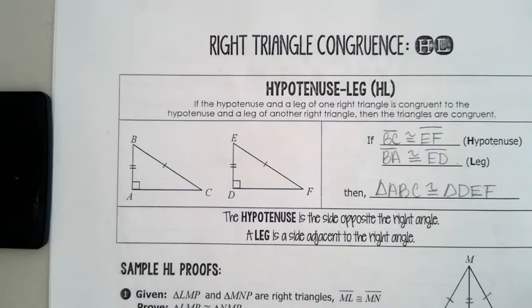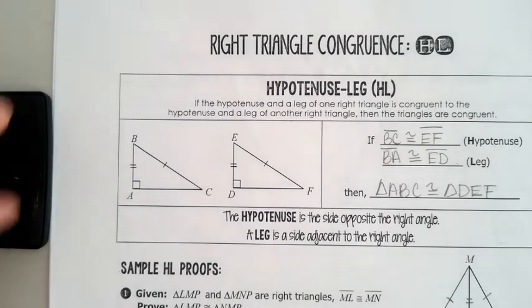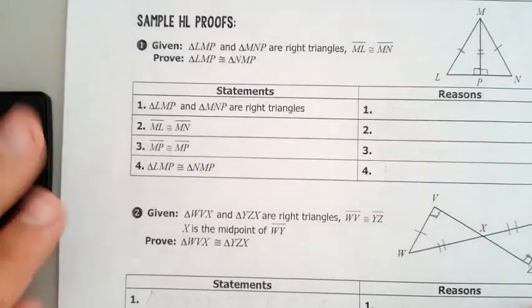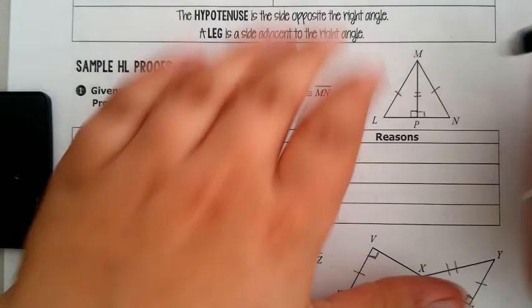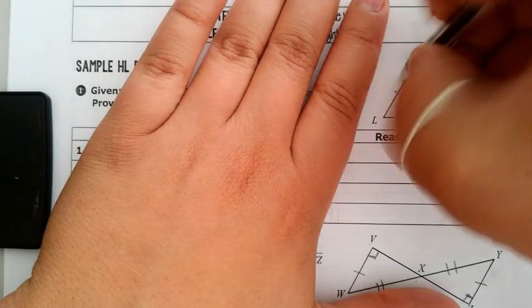So we're going to do two proofs today on this, and then I'm going to work on an extra practice sheet. So hypotenuse leg proofs. Whenever we do the proofs, you have to just remember, sorry, I'll start all over.